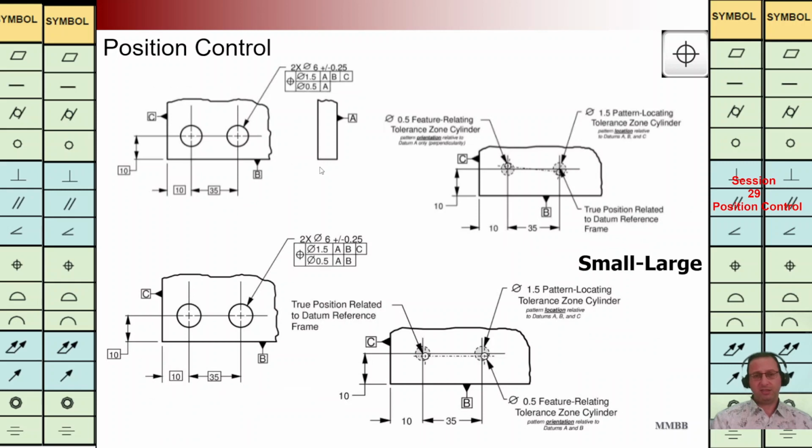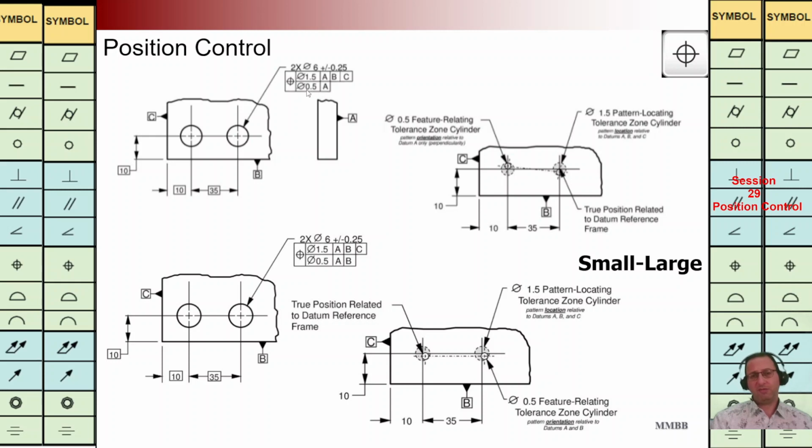Let's see the last example for today. It is a composite FCF. We have just one symbol for both of them. The first one, as you can see, we are going to use this diameter symbol here, 1.5 here, back to A, B, C. It means we are going to have a large cylinder with the diameter 1.5, and it is highlighted here. It should be perpendicular to A, and the center of this hole should be in that interval.